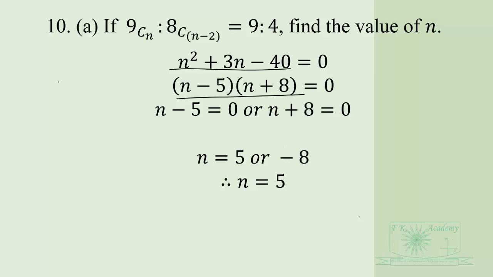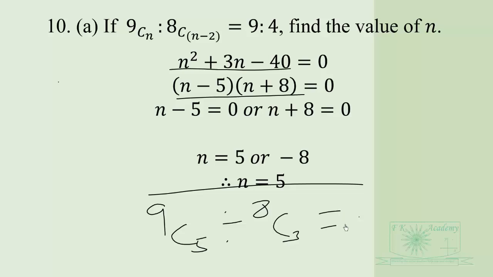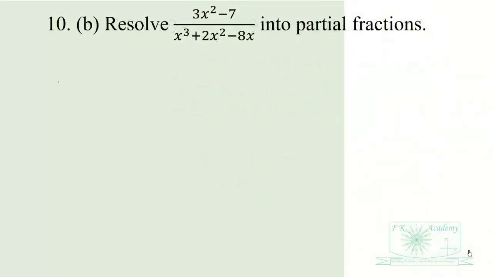We can check our results. We know 9 combination 5 divided by 8 combination 3 will be equal to 126 divided by 56. And this will simplify to 9 over 4. Now let's look at the B part of the question.